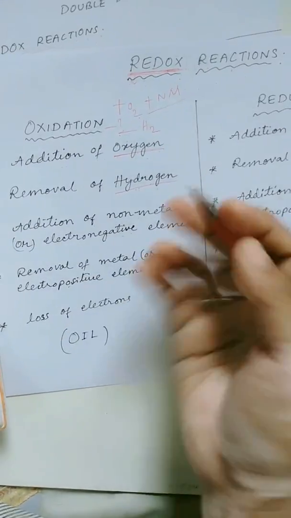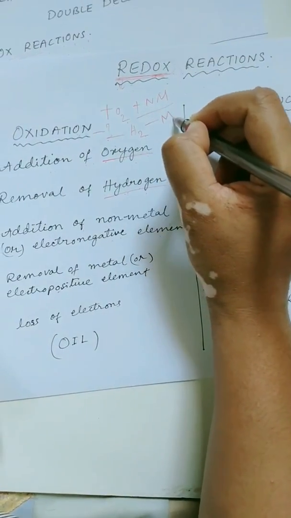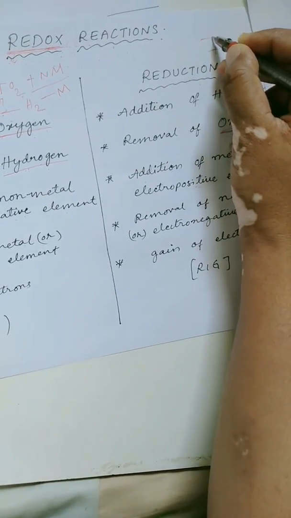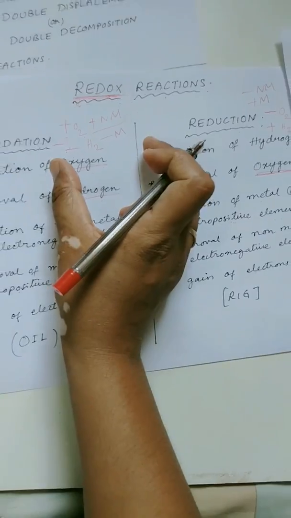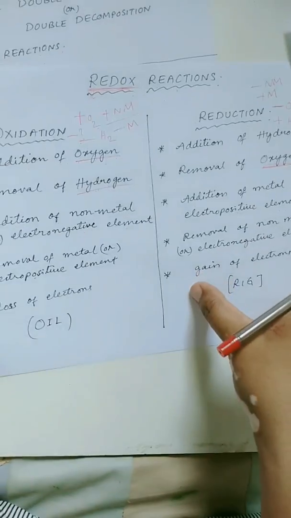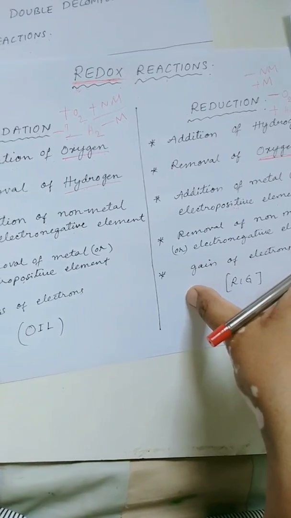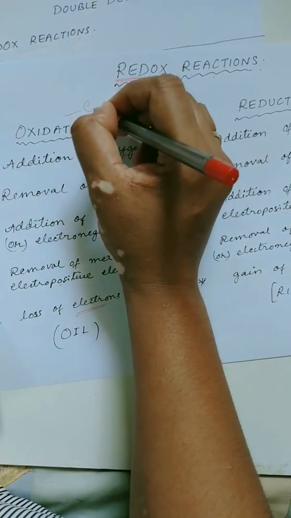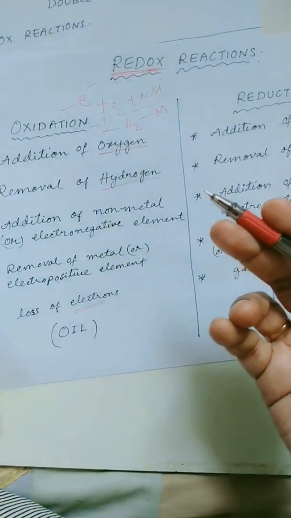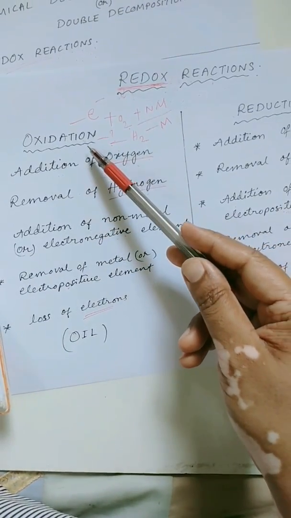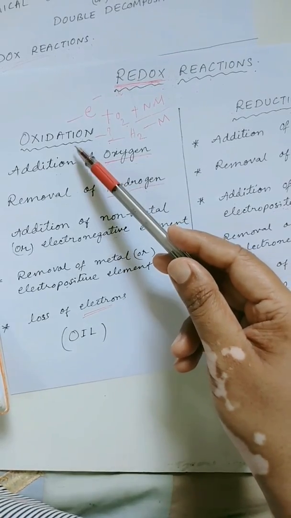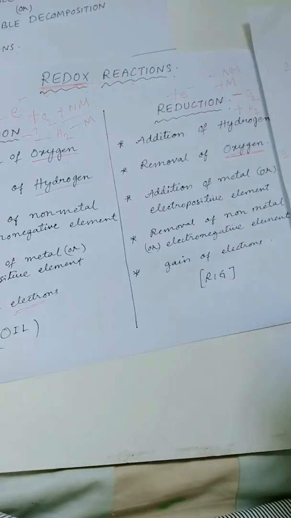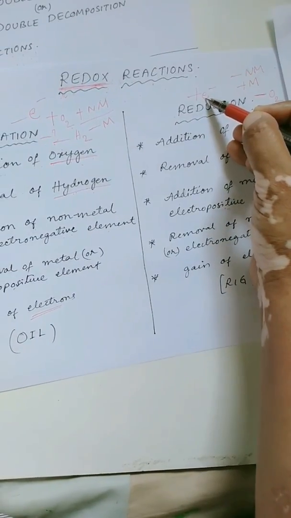Now, removal of metal is oxidation, and here you can see removal of non-metal is reduction. Quite opposite, right? So, if you get one set perfectly, you can automatically get the other set. One more thing is there. Loss of electrons. If the electrons are lost by a substance, then it is said to be oxidized or undergoes oxidation. Here it is gain of electrons, quite opposite. Gain of electrons is reduction.